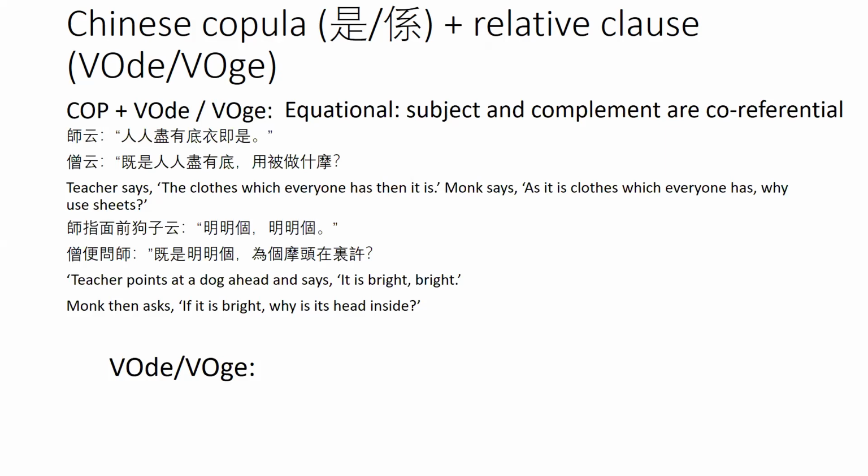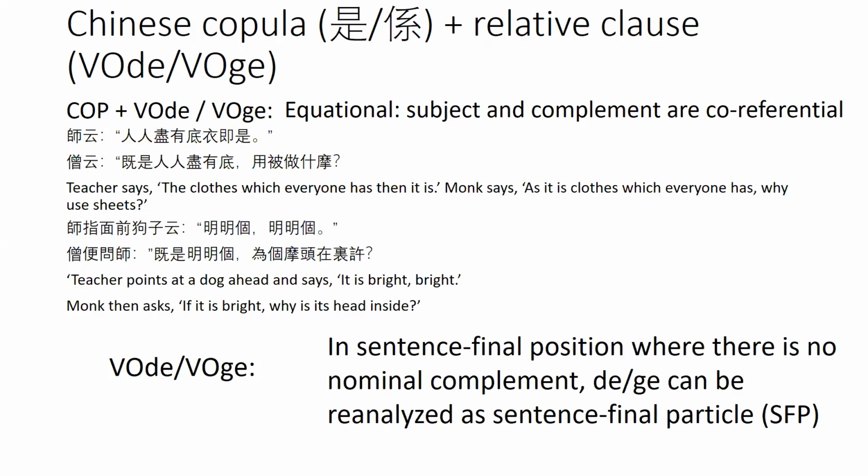And so in the use of de and ge in sentence final position, the idea is that when the nominal complement is omitted, de and ge can be reanalyzed as sentence final particles. So we see how sentence final de and ge are formed in cleft constructions.